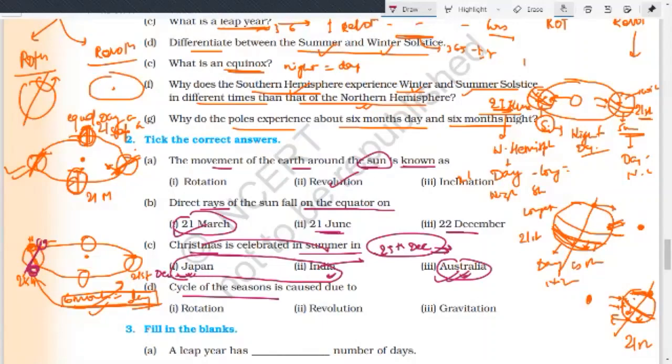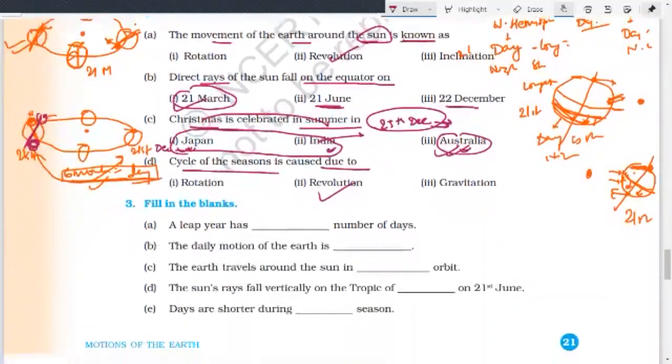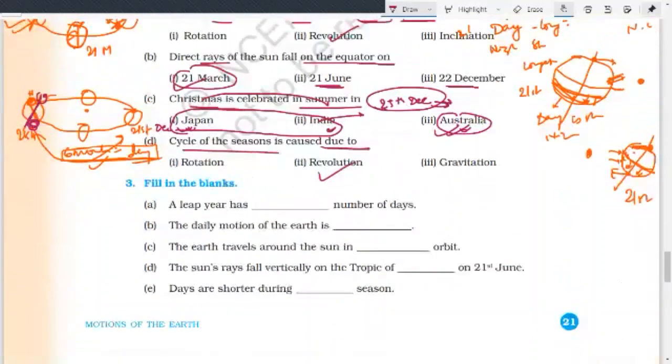The cycle of the seasons is caused due to the revolution of the earth, because of differential heating of the earth's surface. Now, a leap year we have already discussed, 366 days. The daily motion of the earth is called rotation. The earth travels around the sun in an elliptical orbit. We know it very well. In the previous chapter we have dealt with it.